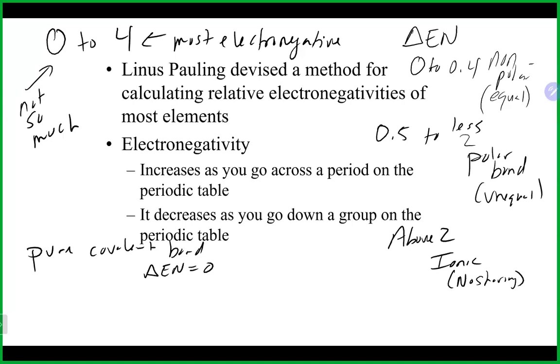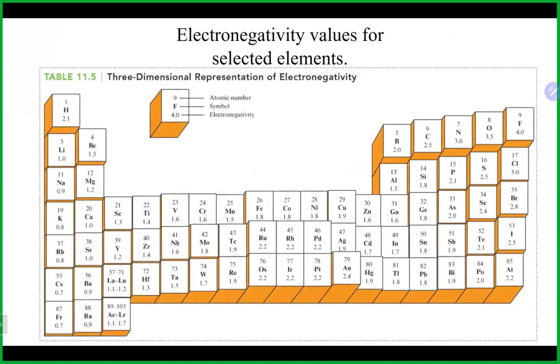There's a slight difference, but not enough to be considered unequal sharing of electrons. So 0 difference is basically pure covalent, nonpolar, as equal a sharing of electrons as you could do. Here is a table of electronegativity values, which obviously would be provided for you if you needed them. You just need to know what to do with them.